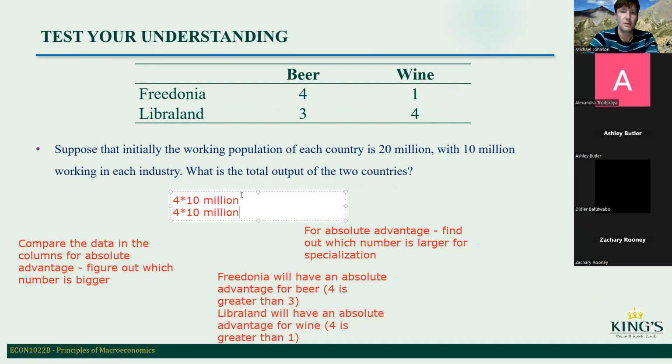So 40 million Fredonia, and then 40 million Liberland. So I think that's correct. That's great. I think try this: 30 million in beer, but 40 million in wine.